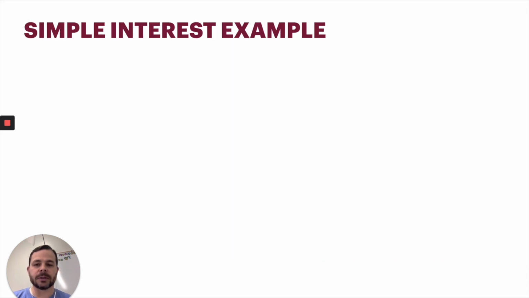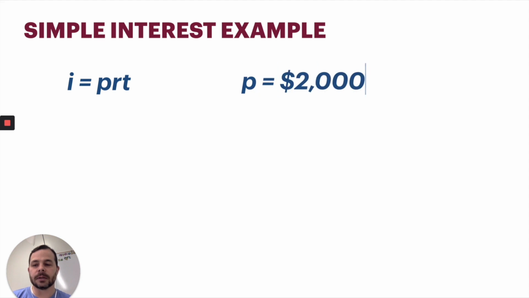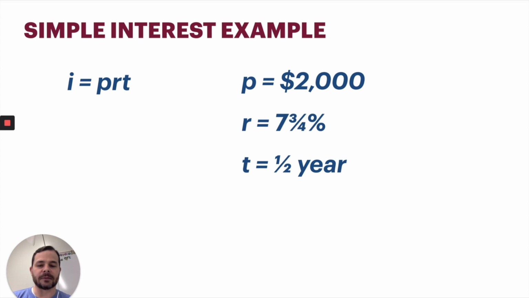So here's a simple interest example that I came up with. I equals P times R times T. I have a principal of $2,000 that I'm going to borrow, and my rate of interest is 7 3/4%, and I have it for half a year. So I'm borrowing $2,000 at 7 3/4% interest for half a year. So this is what my formula would look like.